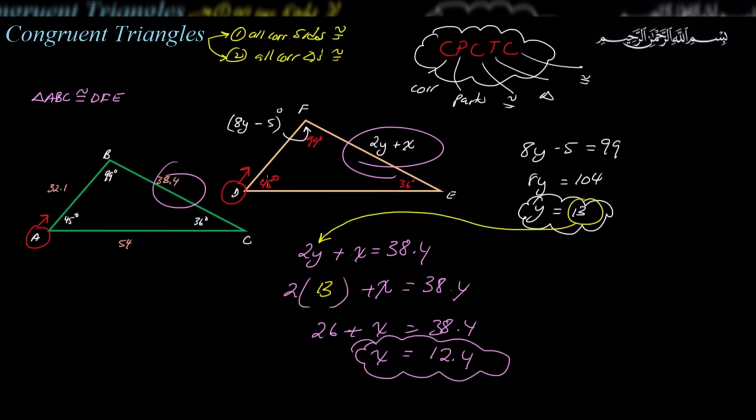Here we learned a new term, an easier way of saying A goes with D, etc. CPCTC: corresponding parts of congruent triangles are congruent. Let's see what we have next.